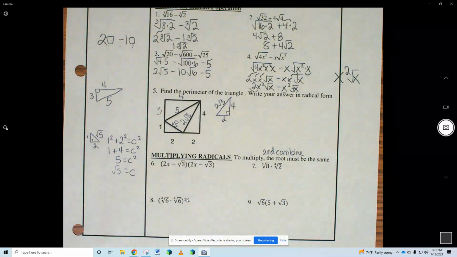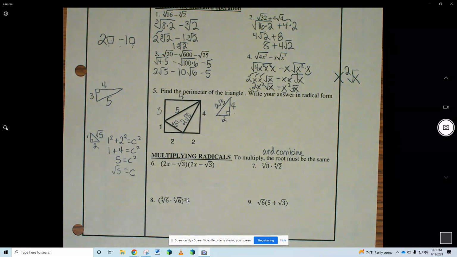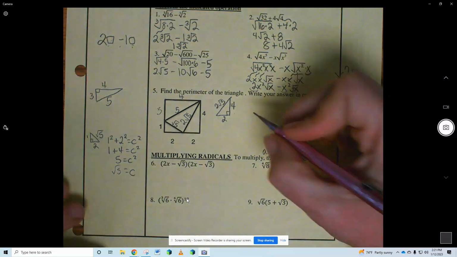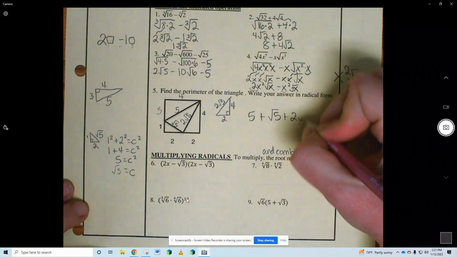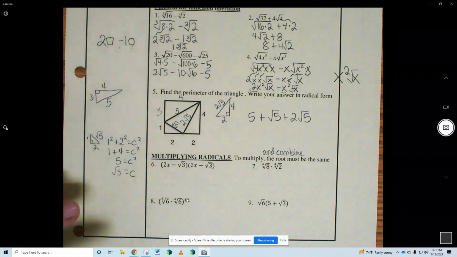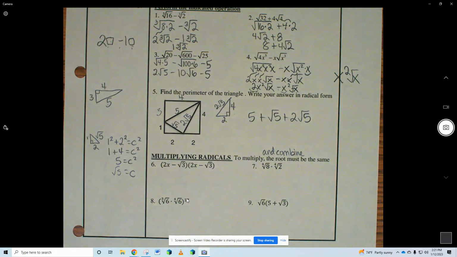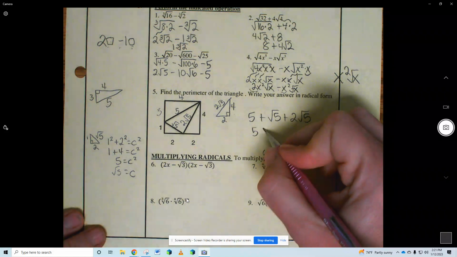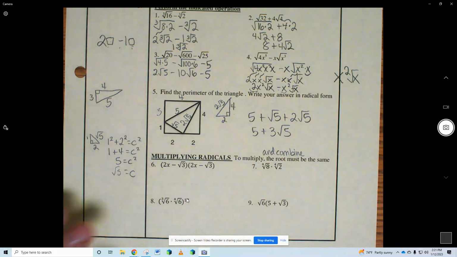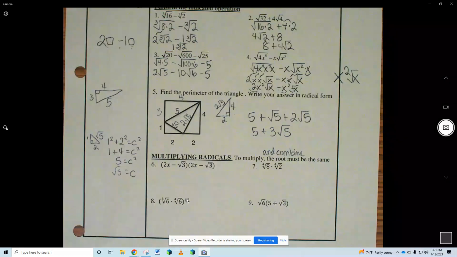When I want to find the perimeter of the inner triangle, I just add those 3 up, yeah? 5 plus rad 5 plus 2 rad 5. What are the things that I can combine, if any? Rad 5 and 2 rad 5. 3 rad 5. 5 plus 3 rad 5. Good, good, good.